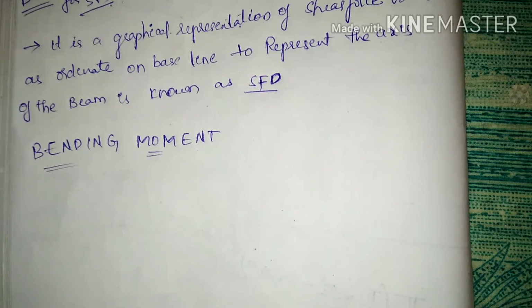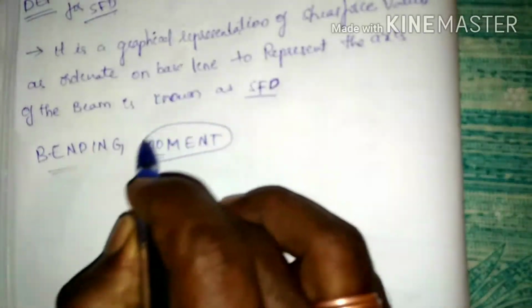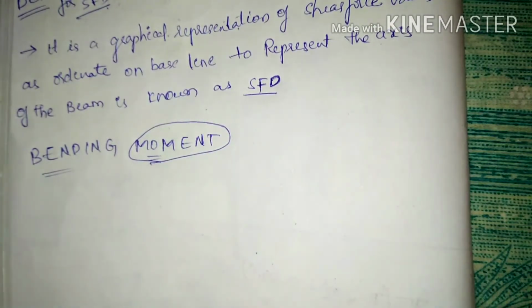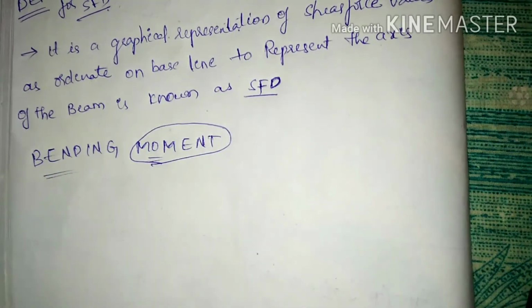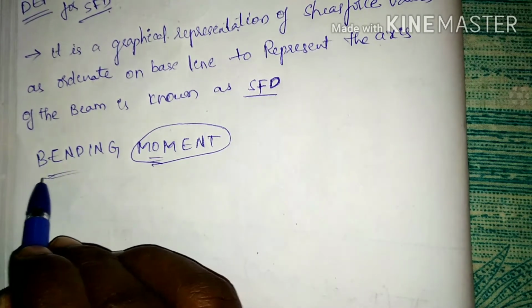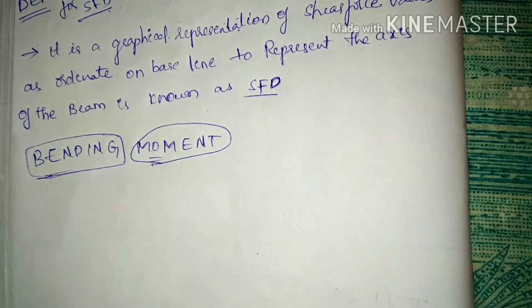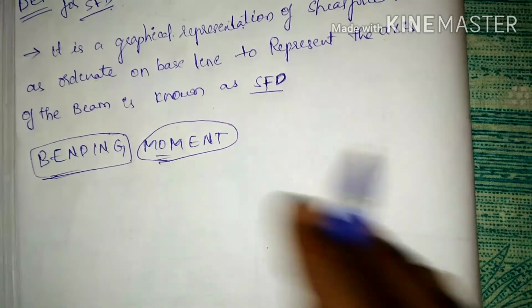Bending moment. What is bending moment? We know moment, how to find the moment, and taking moments about a point for finding the reactions. We took the moment about A and found the RB reaction, and took the moment about B and found the RA reaction. Here we are adding one more topic, bending moment. What is bending moment?